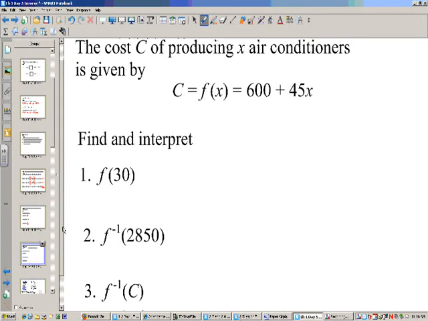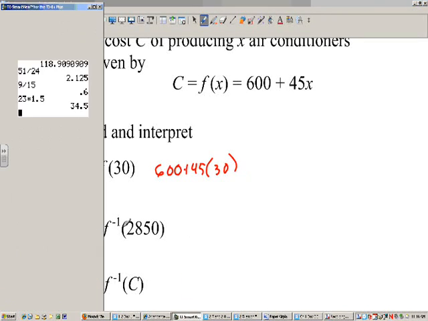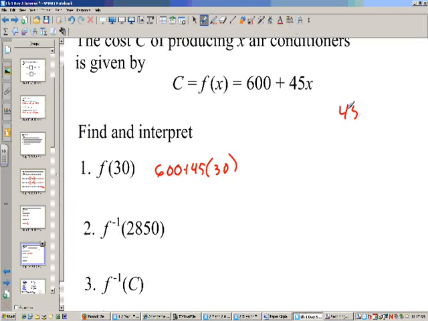We can do the same with the cost of producing air conditioners. If I put in a 30 for x, I'll have 600 plus 45 times 30. Should pull out my calculator. Let's try it again. Maybe I should just do it by hand. 45 times 30 is going to be 1,350. Add 600 to it, and it's 1,850.